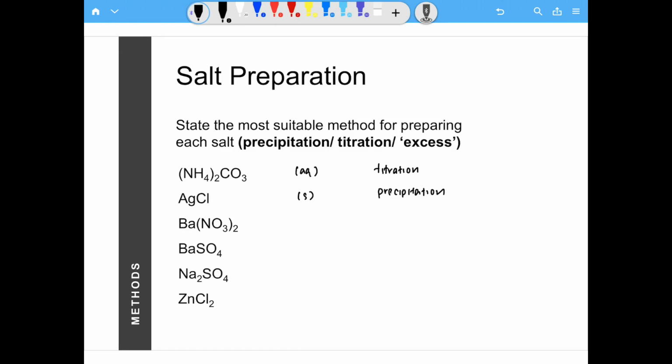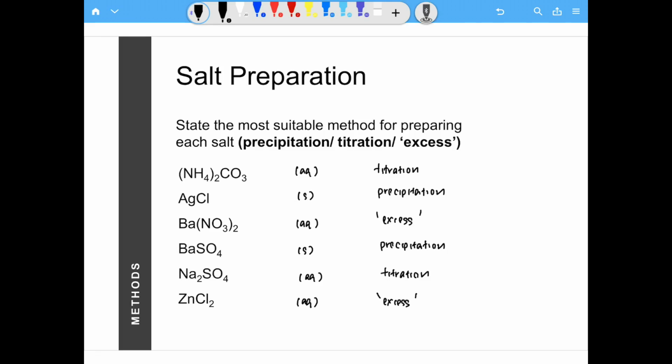For barium nitrate, it's a soluble salt, it's a non-spar salt, so we have to use the excess method. For barium sulfate, it's an insoluble salt, so we need to use the precipitation method. For sodium sulfate, it's a soluble spar salt, so we need to use the titration method. And lastly, for zinc chloride, it's a soluble salt, it's a non-spar salt, so we need to use the excess method.